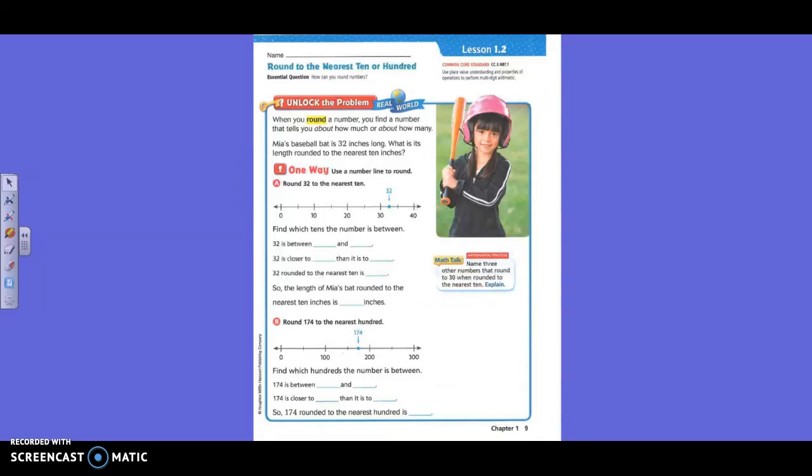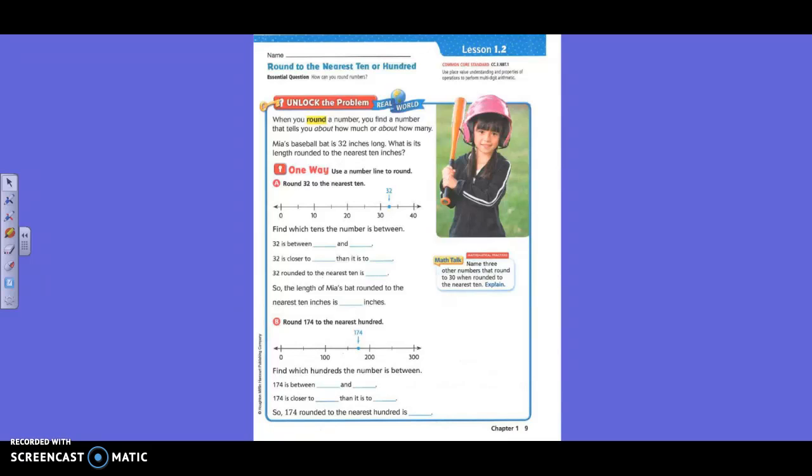Okay, boys and girls, today you're going to learn to round 2 and 3-digit numbers to the nearest 10 or the nearest 100. I want you to read what round means at the top, please. When you round a number, you find a number that tells you about how much or about how many. Okay, when it says about, boys and girls, that means you are not finding the exact number.